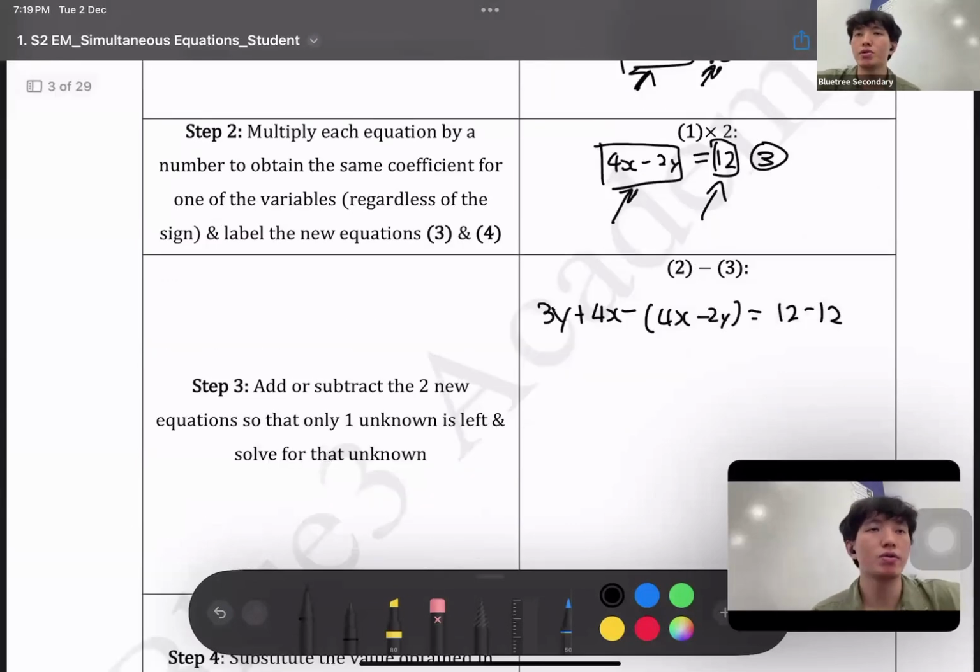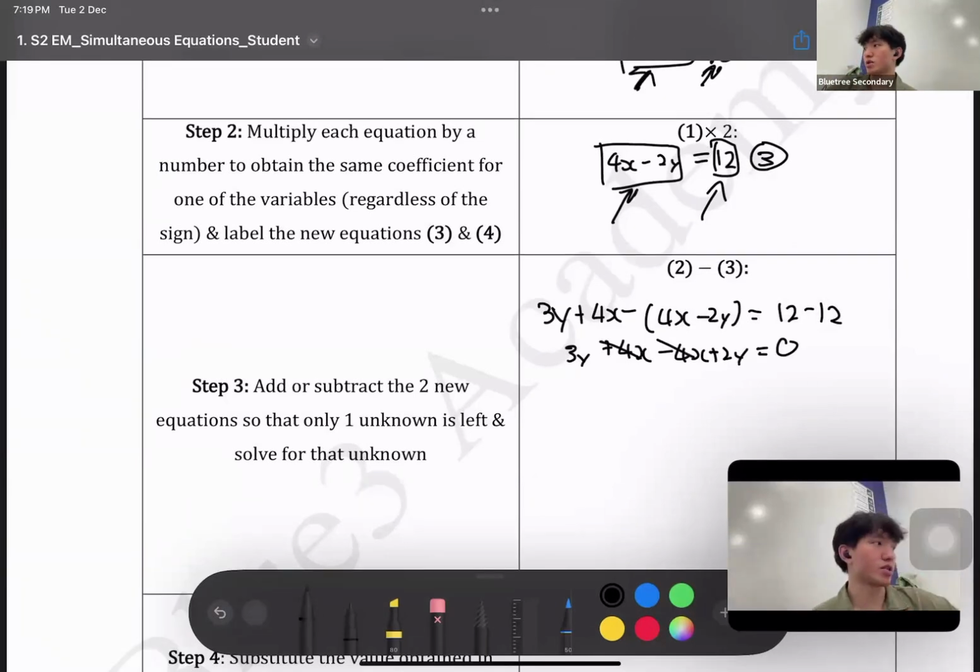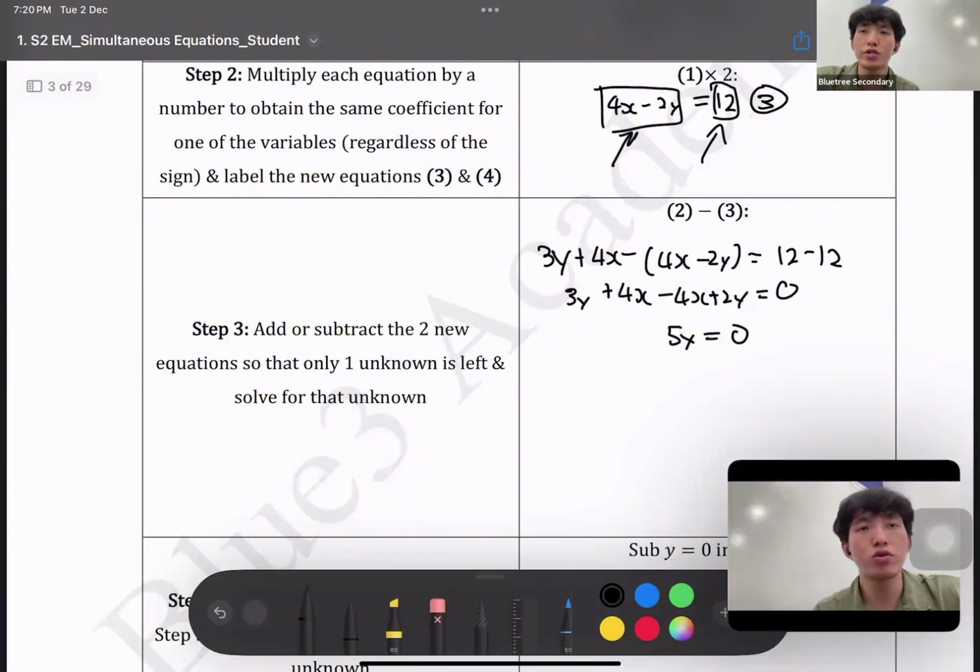But anyway, what happens here? When you work this out, you realize that this plus 4x and minus 4x cancel out, right? Do you agree? So what you'll be left with is eventually 5y equals 0. So why do we need these to be the same? So that they can eventually cancel out. And what do we have now? We have one variable. Whenever you have just one variable, you can generally solve it. 5y equals 0, then we can work out y by dividing by 5 on both sides, giving y equals 0.